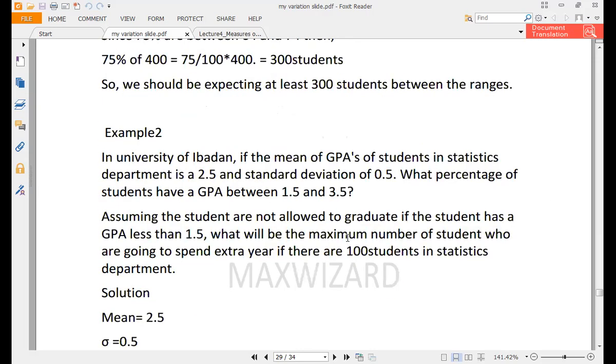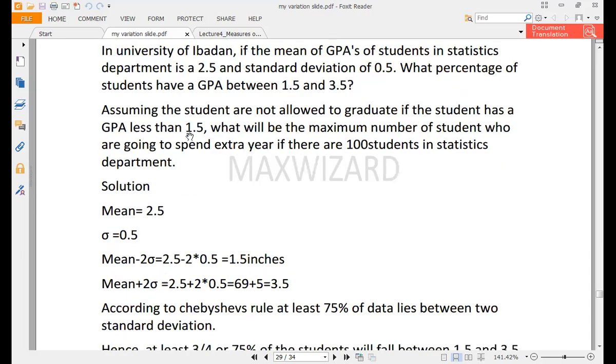But the question still asks another interesting thing. The question says, assuming the students are not allowed to graduate if the student has a GPA less than 1.5, what would be the maximum number of students who are going to spend an extra year if there are 100 students in the statistics department? Now, observe this question well.